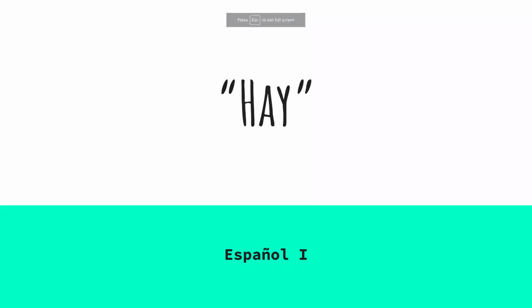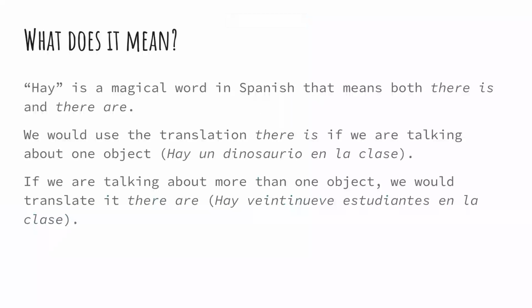In this video, we are going to take a look at the word hay, what it means, and how we use it in Spanish. And then we're going to do a few examples all together. So first, what does it mean? Hay is one of those interesting words in Spanish. It has two different meanings. It can mean both there is and there are.